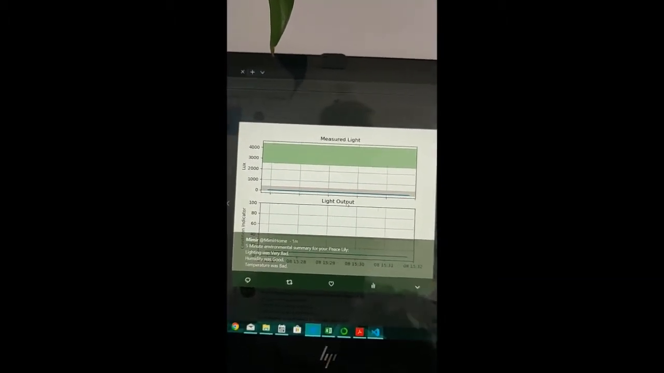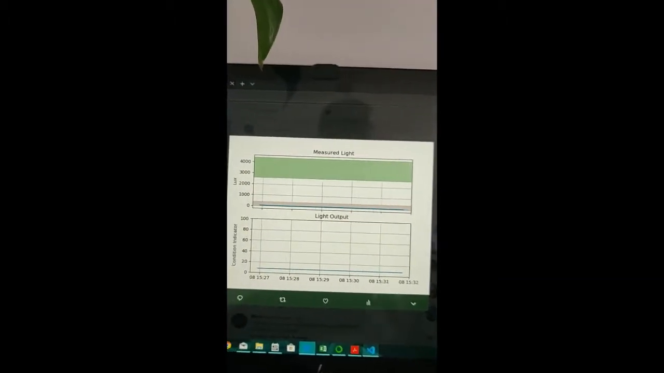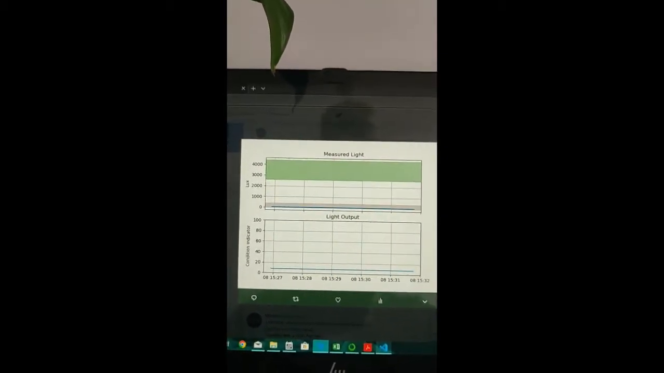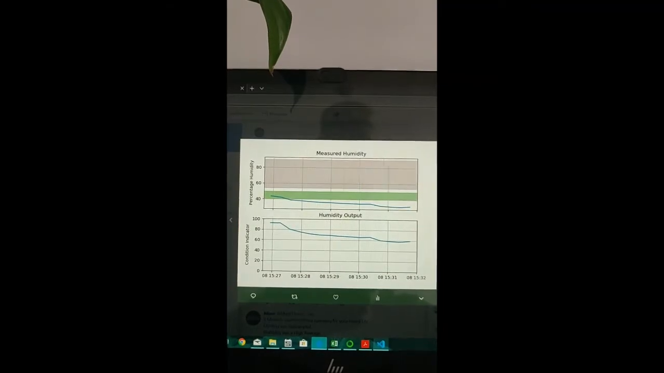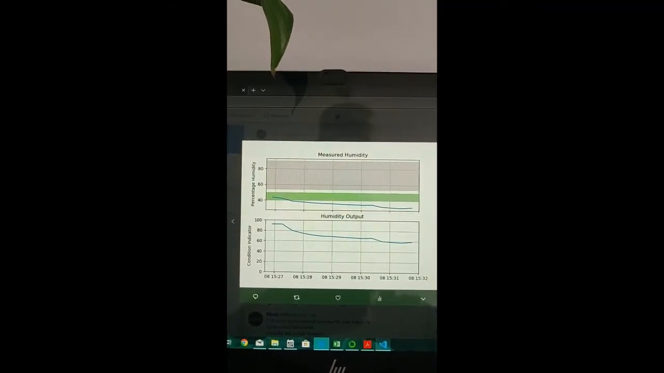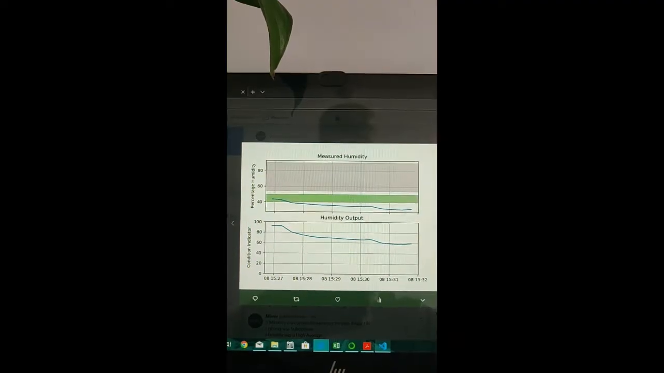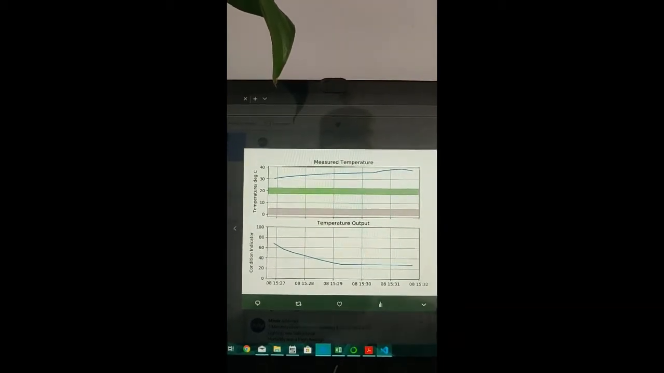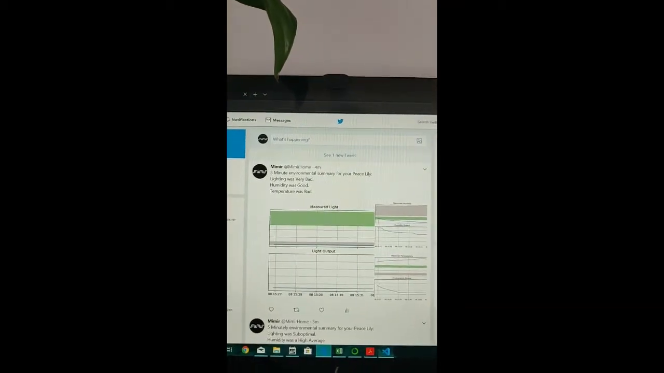So we have a look at the outputs here. The user can instantly see that it spent a lot of time in the red area, so they need to increase the light levels to get better outputs. The humidity was still okay, it spent some time close to the green area. But again, the temperature was way too hot, so they can immediately see that they need to reduce the temperature in order to improve the outputs from this.